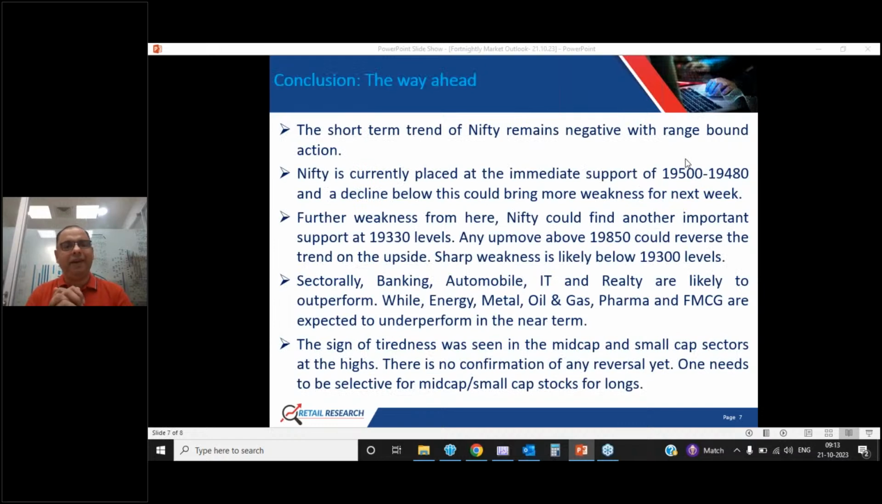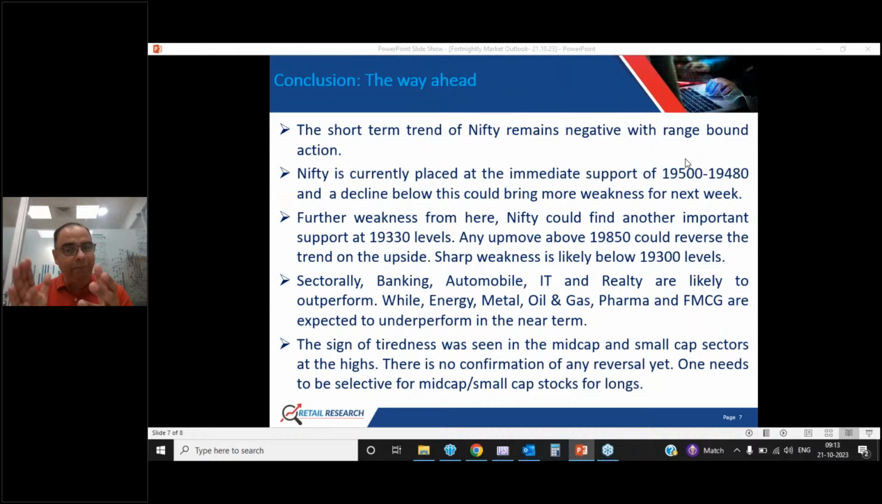So the conclusion, friends, as I mentioned: the short-term trend of Nifty remains negative with range-bound action, and this range is now expected to expand on the downside. The long-term chart is still showing positive, but the overall chart pattern is signaling that we are unlikely to see any significant upside bounce from here.